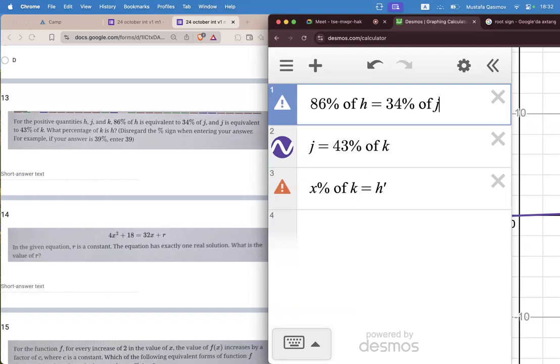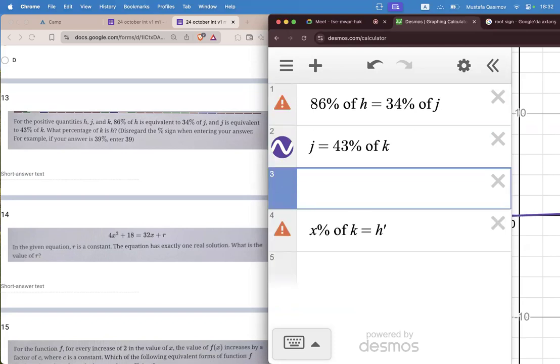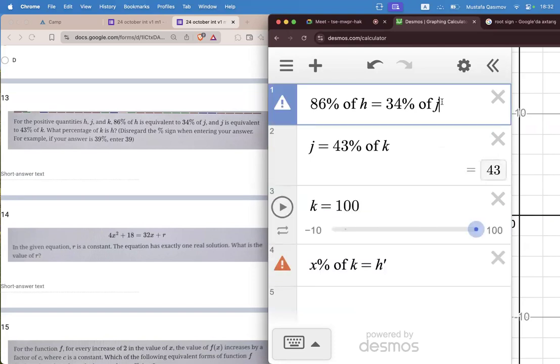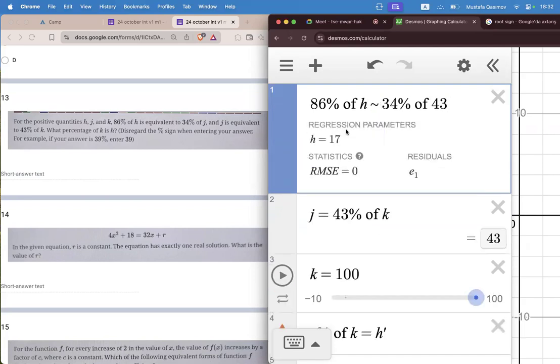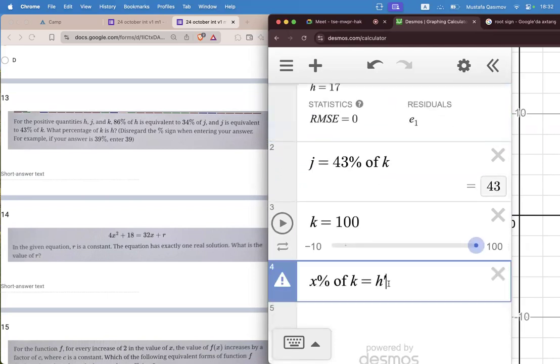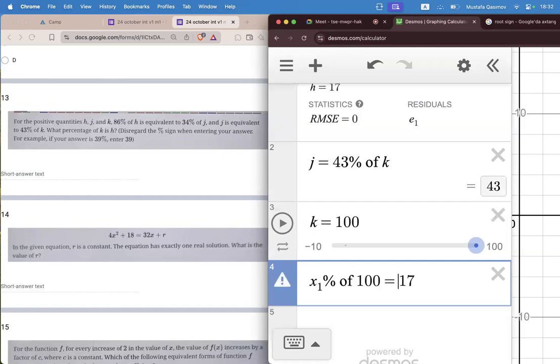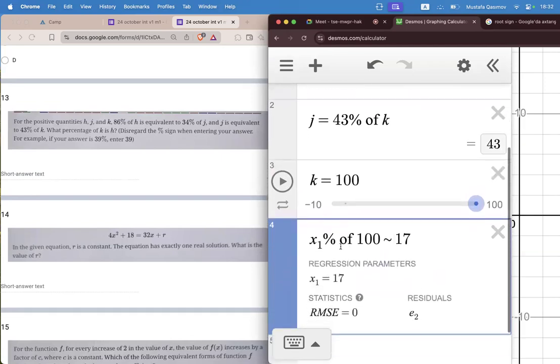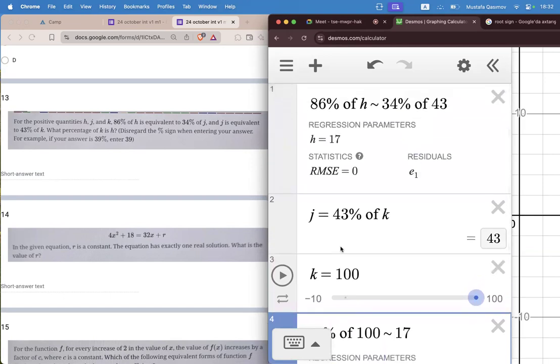Okay, here we can give a number instead of K, for example. K is equal to 100, let's say. So if K is equal to 100, J is equal to 43. If it is 43, it will be like this. H is equal to 17. Then let's write 17 instead of H and 100 instead of K. Then let's solve for the value of X from here. It is 17. Do you have any question until here? If you have, you can ask and I can explain it again.